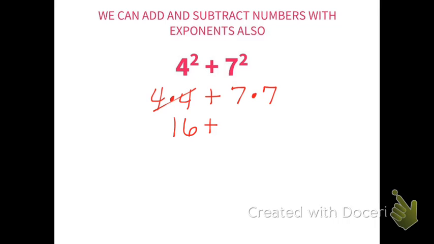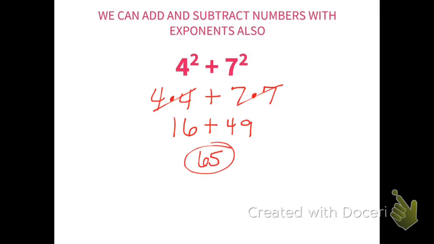And what is 7 times 7? 49. Cross it out. So now we have 16 plus 49. You with me so far? Anybody know what that is? What is it? 65. Circle your answer. All we did was we wrote them out the long way, then we solved them. And we remembered that we had to do these two before we could add them together.